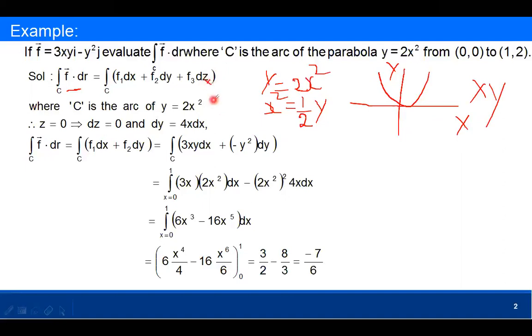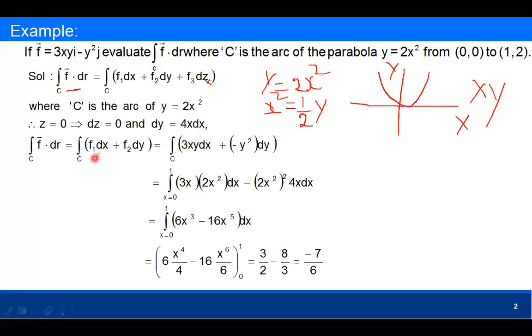Therefore integral f bar dot dr over the curve C equals integral f1 dx plus f2 dy over the curve C. And the given relation is y equal to 2x square, so dy equal to 4x dx. Now we have to substitute all these values.